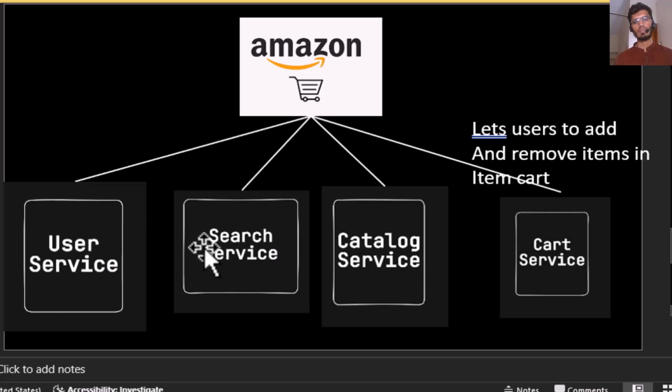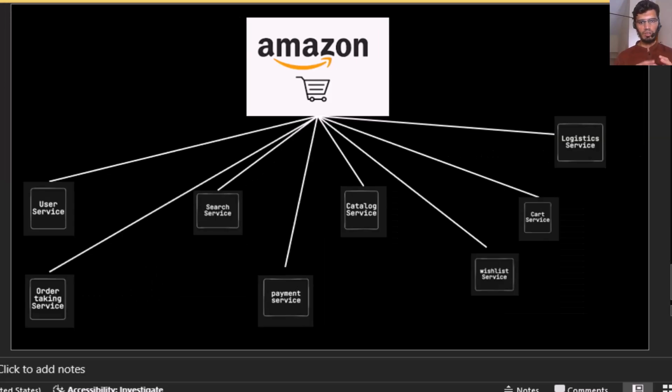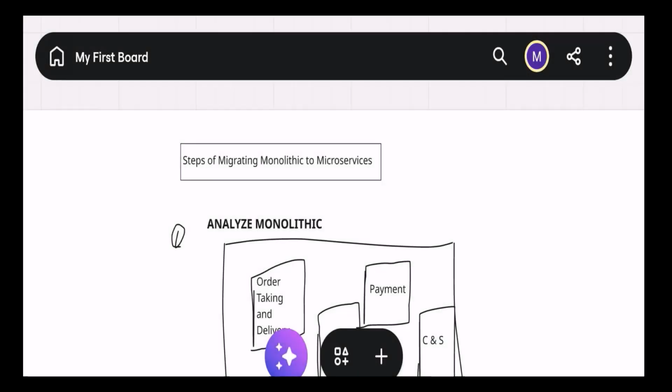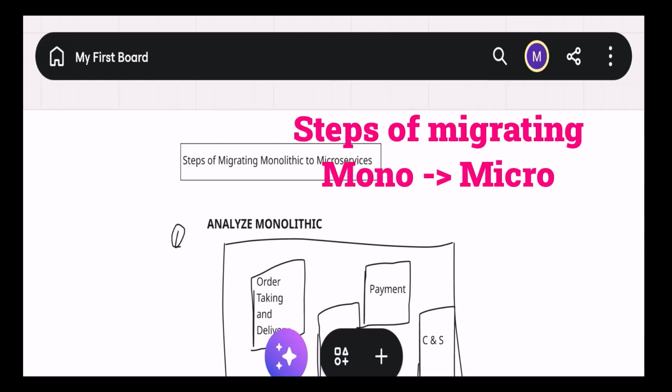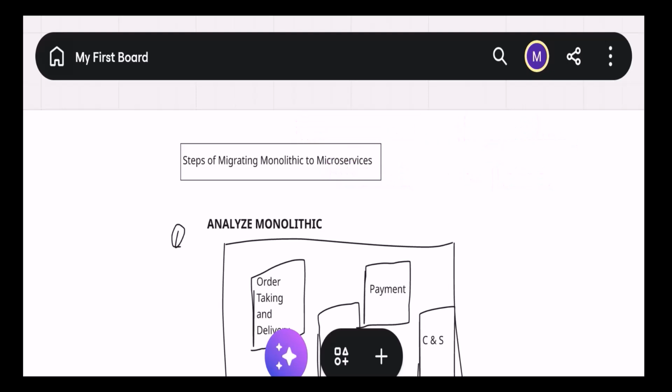Similarly, another service of an Amazon e-commerce application could be a cart service so that users can add items in that cart. Similarly, we have a lot of services that, when combined, form an Amazon e-commerce application. Let us see what the steps are, or how to transition our monolith architecture to the microservices architecture.